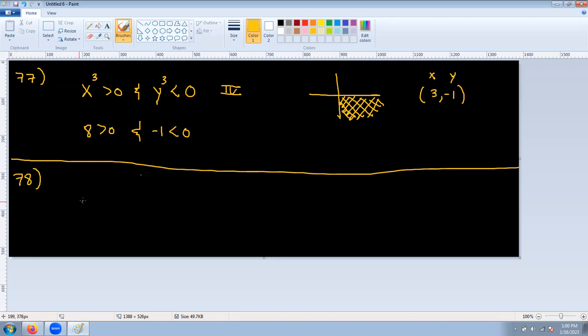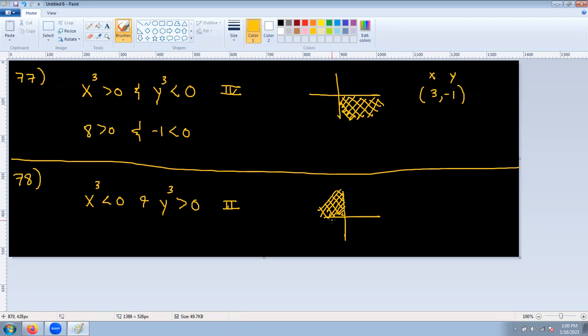And then over here, we have this. We have x cubed is less than 0, and we also have y cubed is bigger than 0. So where is this going to be true? It turns out it's going to be true in quadrant 2. Right here.